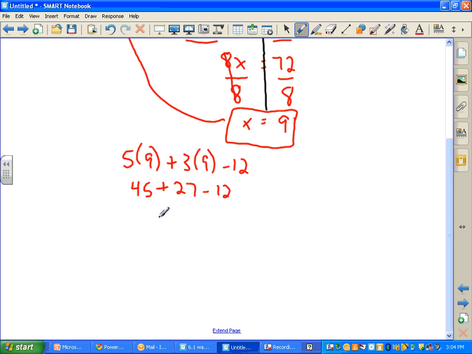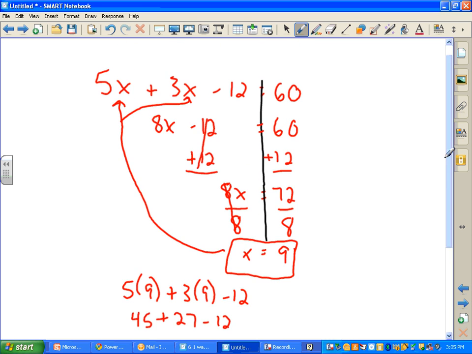If I don't, then I just have to do this by hand. 45 plus 27 is going to give me 72 minus 12 is 60. So if I look back up here, that is the answer I wanted to come up with, was 60. Since I did, I know my answer is right. And my answer will be x equals 9.